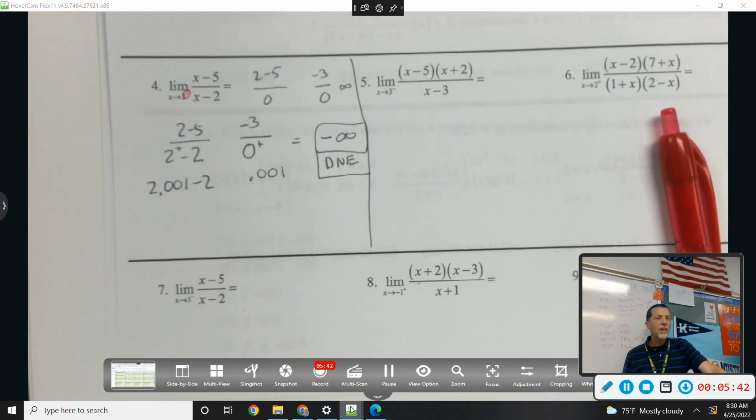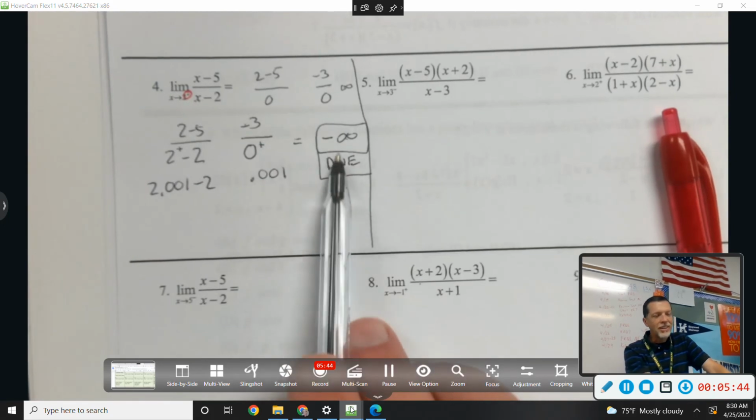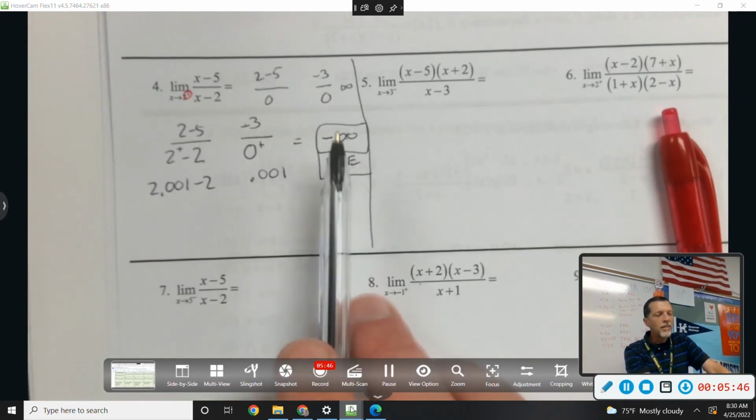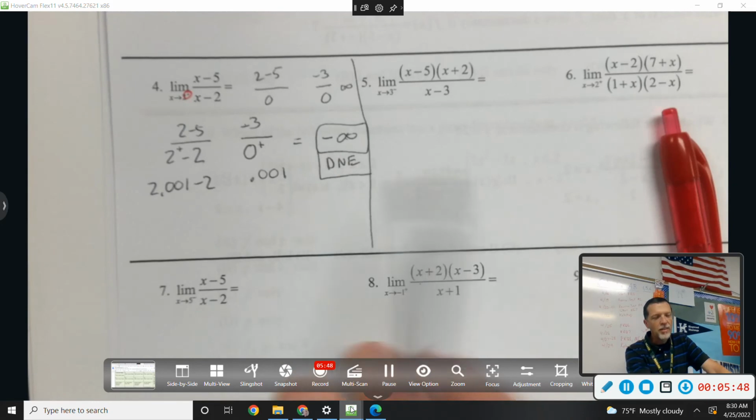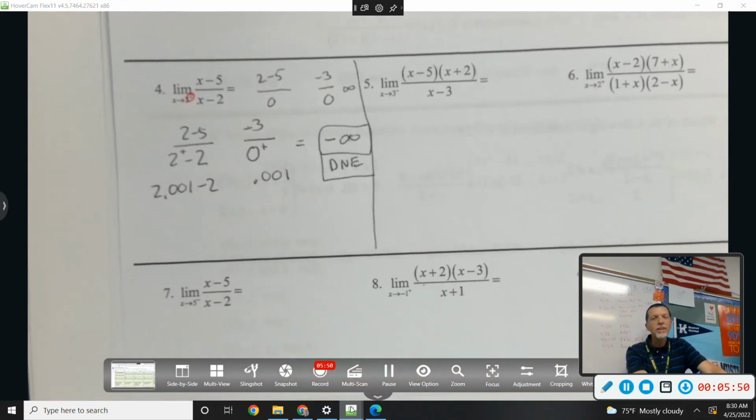Now, sometimes I get lazy and don't write D and E like I did on that one. But if the answer is infinity, that means the limit doesn't exist. The limit only exists if you get a number for an answer. Infinity is not a number. So do we always need to write both? I want you to write both. Yeah, I need to look at the test. If it's multiple choice, it's not going to be one answer is infinity and one answer is D and E. It won't be that.